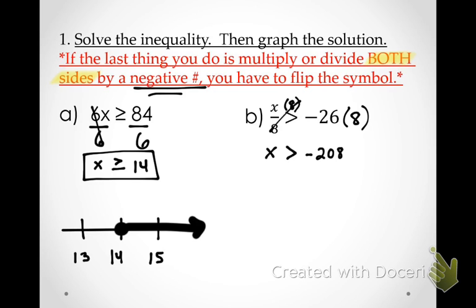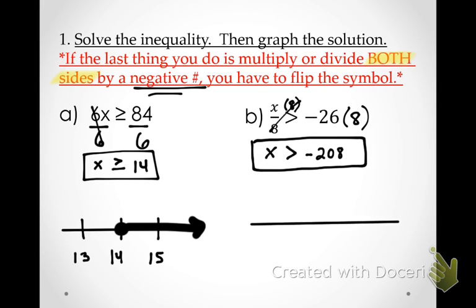Everybody read to me what it says in the red at the top of our slide. If the last thing you do is multiply or divide both sides by a negative number, you have to flip the symbol. Katie, was the last thing that I did multiplied both sides by a negative number? Both sides? Yes. No, I only did one side. You can see this was a negative, but up here it says, as you can see, I've already highlighted it. You have to do both sides, multiply or divide by a negative number, because that's not truthful. This is my answer. X is greater than negative 208.